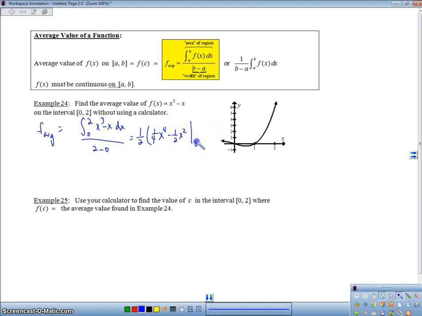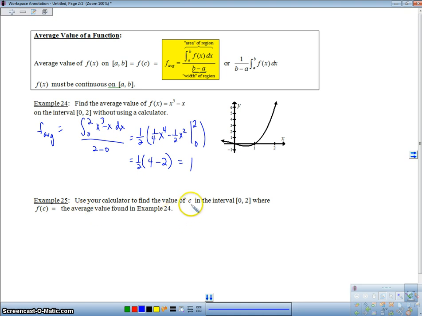We're going to evaluate that antiderivative from 0 to 2 using the first fundamental theorem of calculus. We have 1/2 times, plugging in the 2, 4 minus 2, and then 0 just gives me 0. So my answer here is 1. The average value between 0 and 2 is 1. Let's look at the next example.